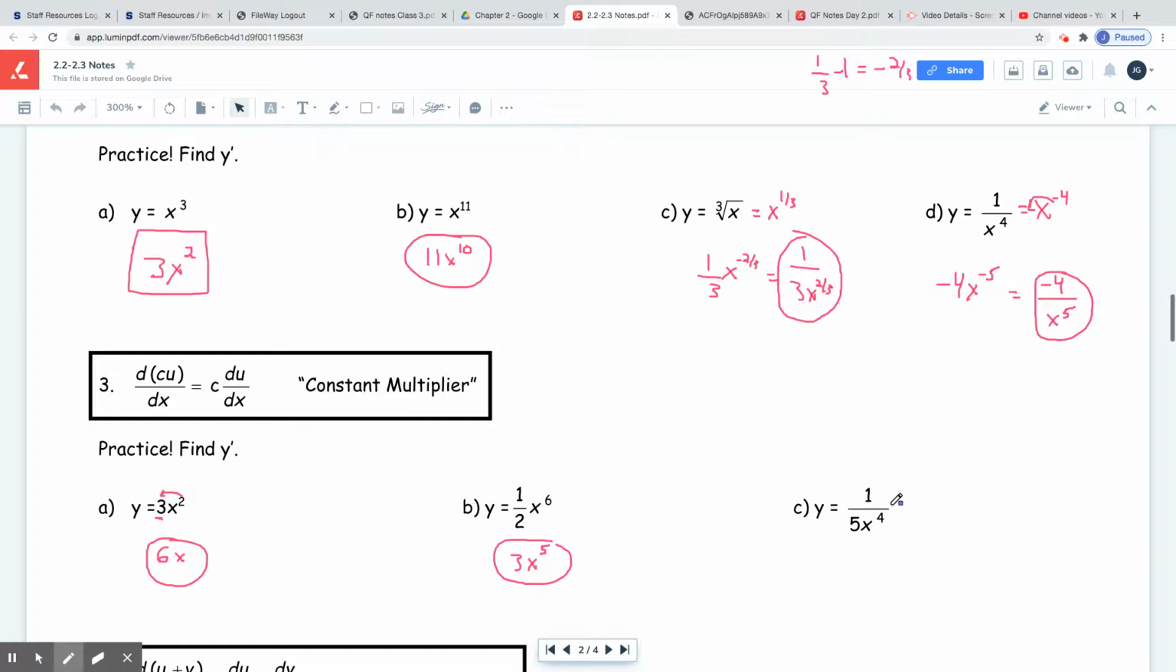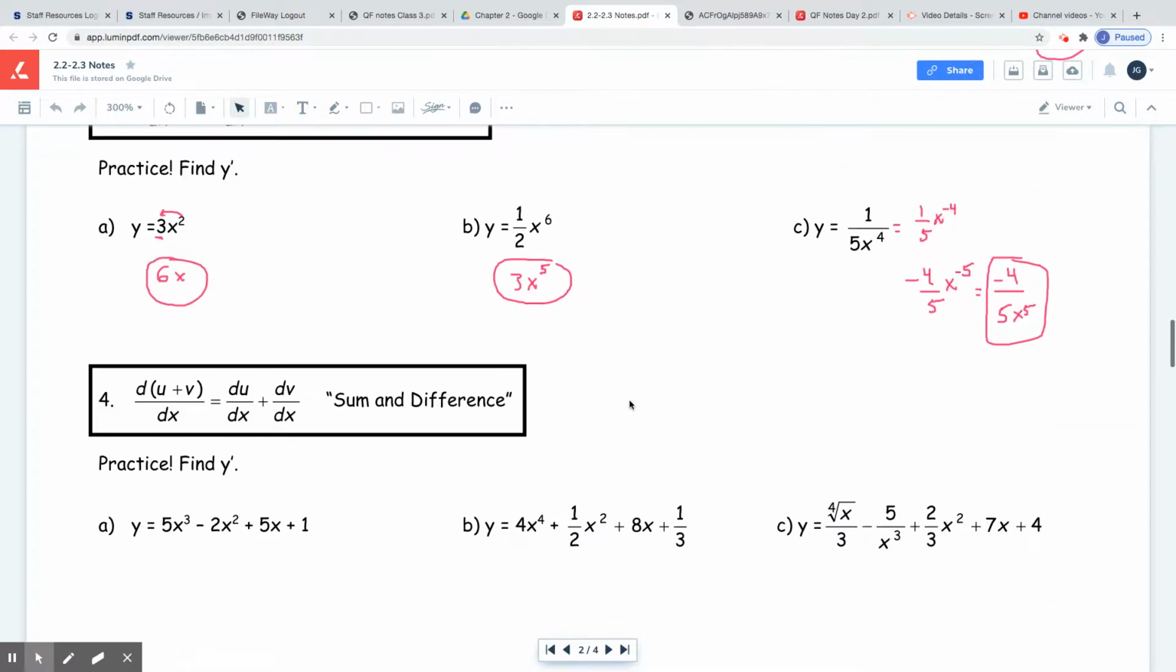All right. Here, we have to move the x to the 4th up top. So it's 1/5 x to the negative fourth. So I move the negative 4, but there's already a 1/5. Negative 4 times 1/5 is negative 4/5 x to the negative fifth, but I have to move that to the bottom, so it's negative 4 over x to the fifth power. And there's my answer.